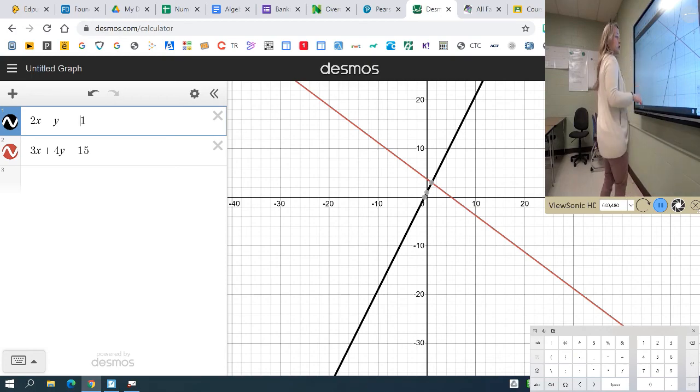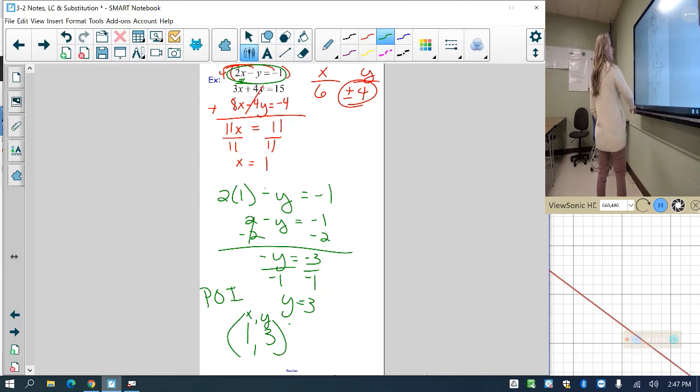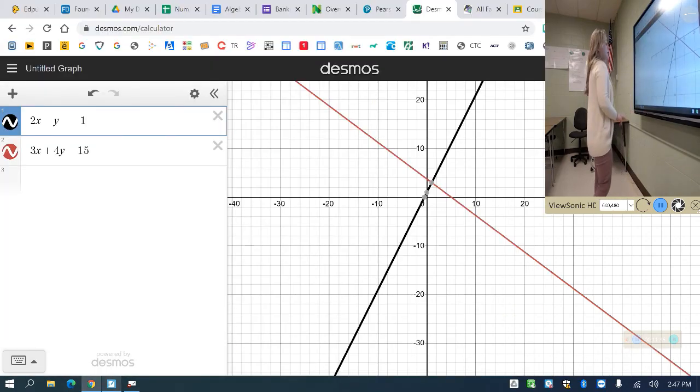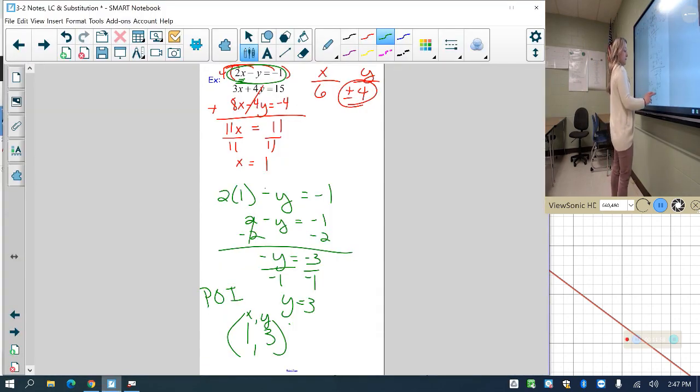Okay, point of intersection. Did I get those right? 3x plus 4y equals 15, and 2x minus y equals negative 1. All right, let's see what we got here. Point of intersection: 1, 3. And right there it is. And that checks out with what we had right here.